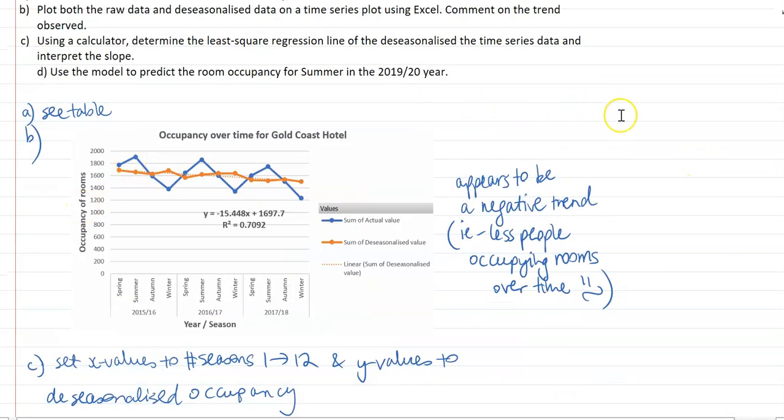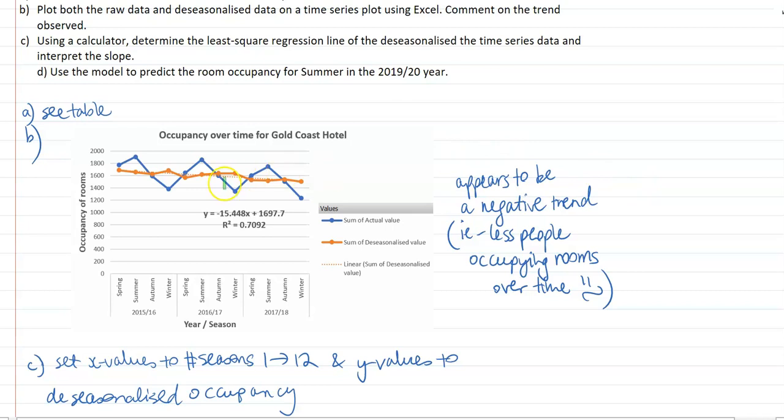For part B, plotting the raw data and deseasonalized data on a time series plot using Excel. My Excel graph looks like this. It appears to be a negative trend if you look at the smoothed out deseasonalized line there. So unfortunately for the hotel, it means that there's less people occupying rooms over time.